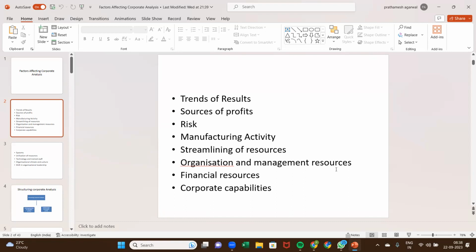Then we have financial resources. Now, what is financial resources trying to tell us?